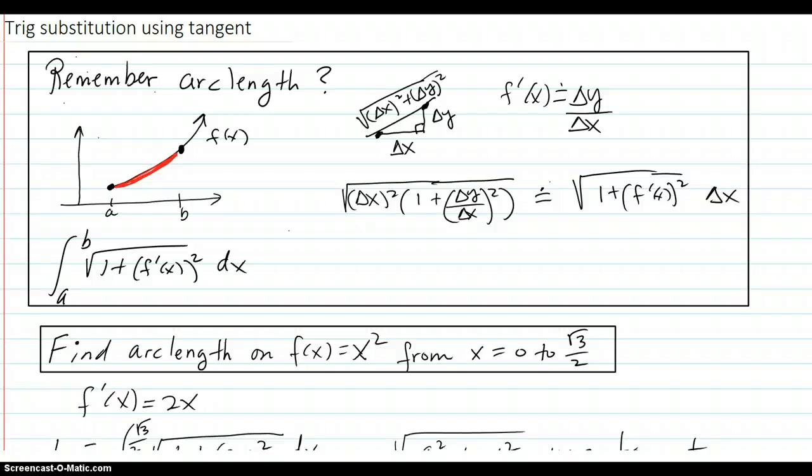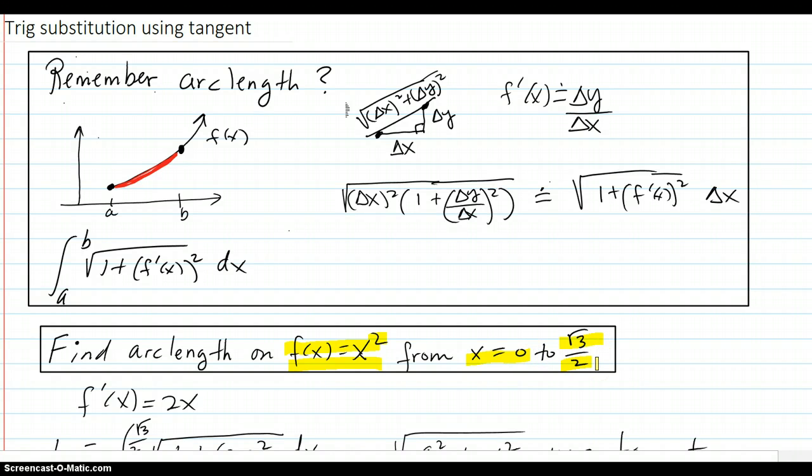This video shows an example of trig substitution using the tangent. Back in Calculus 1, when we studied arc length, a problem came up where you didn't know how to find a final solution because the integral was too difficult for Calculus 1. So we're going to find the arc length on the curve f of x equals x squared from x equals 0 to square root of 3 over 2.